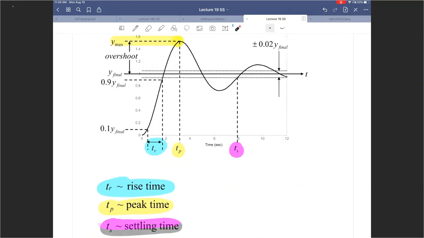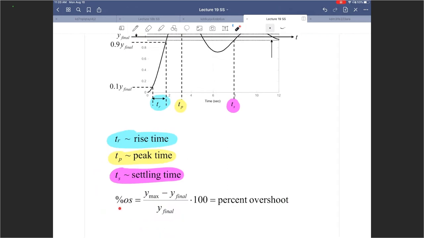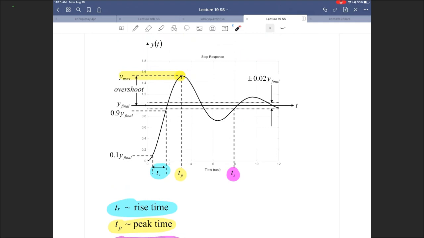That's your settling time. Percentage overshoot. Percentage overshoot is the maximum, y max, which is the value at peak time, minus the final settling value of the response, expressed as a percentage of the final value. So y max minus y final, divided by y final, expressed as a percentage. That is the percentage overshoot. So for percentage overshoot, we need y final and y max. That's your overshoot.